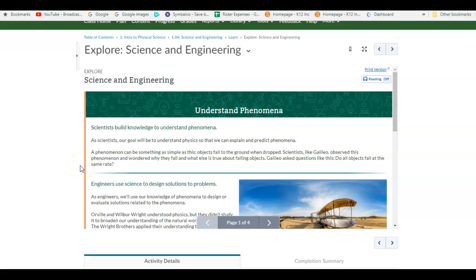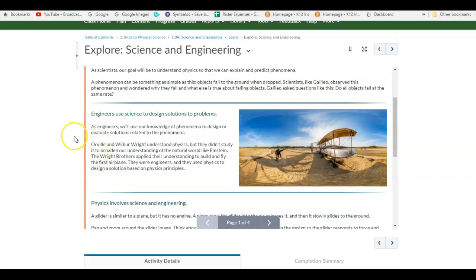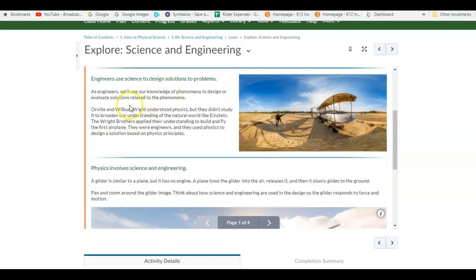And then a phenomenon can be something as simple as this: objects fall to the ground when dropped. Scientists like Galileo observed this phenomenon and wondered why they fall and what else is true about falling objects. Galileo asked questions like this: do all objects fall at the same rate? As engineers, we'll use our knowledge of phenomena to design or evaluate solutions related to phenomena. So an engineer's goal would be to design or evaluate a solution related to the phenomena.